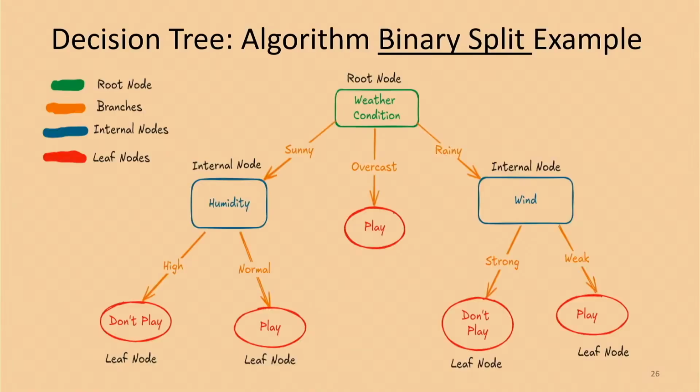Here is a binary split example again, with leaf nodes and everything. So weather conditions: sunny, overcast, rainy. Then you say, oh, there is too much wind, so you can't play tennis, right? If there is too much wind, the ball goes everywhere. Or even badminton, if you're playing outdoors, you can't play badminton either, right?